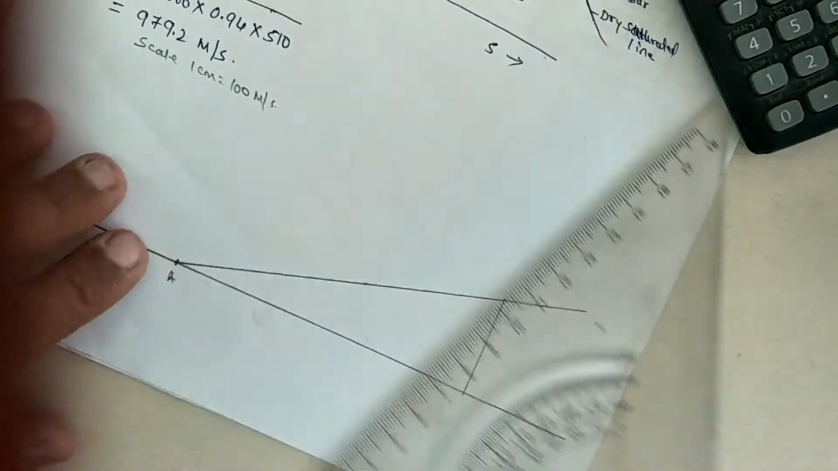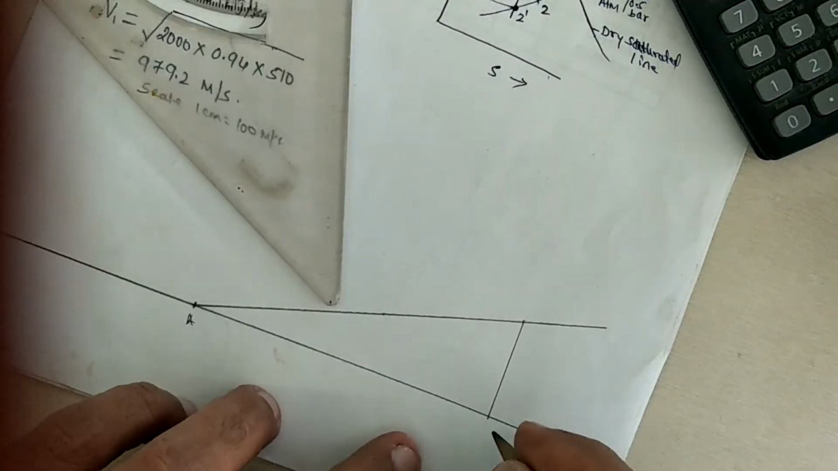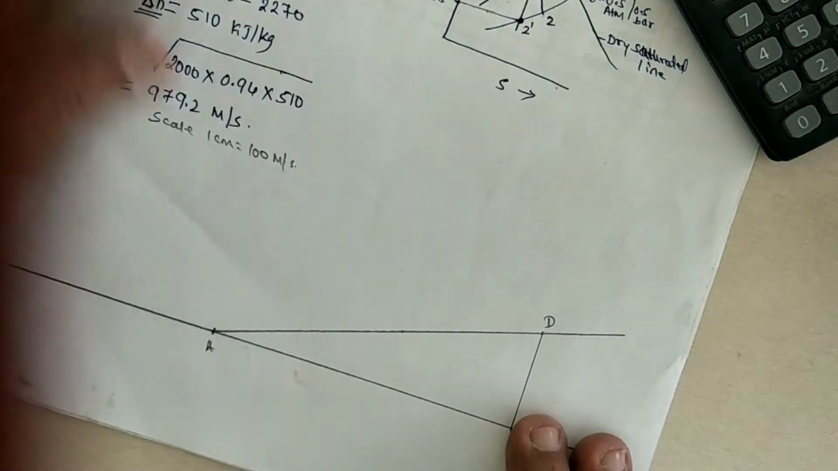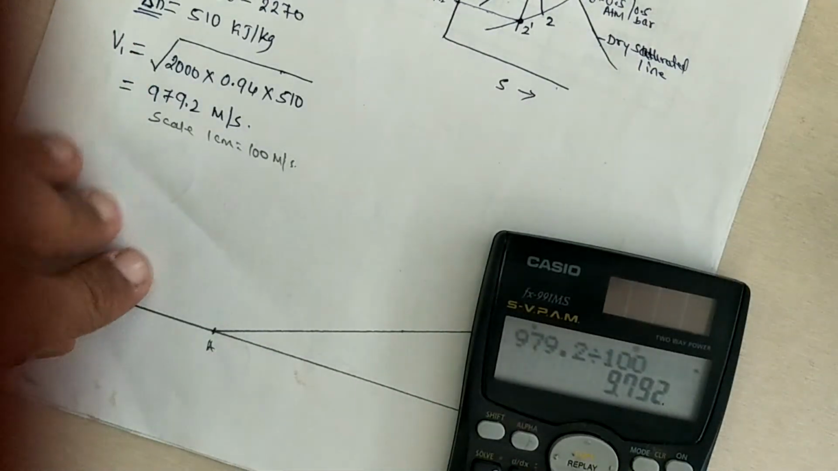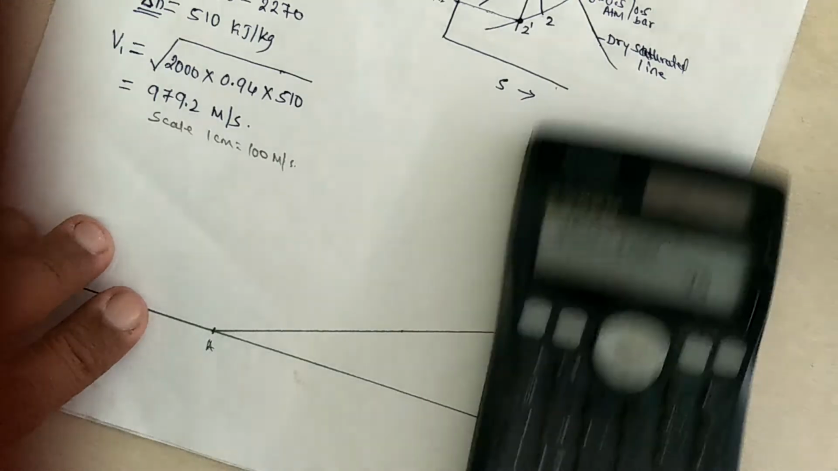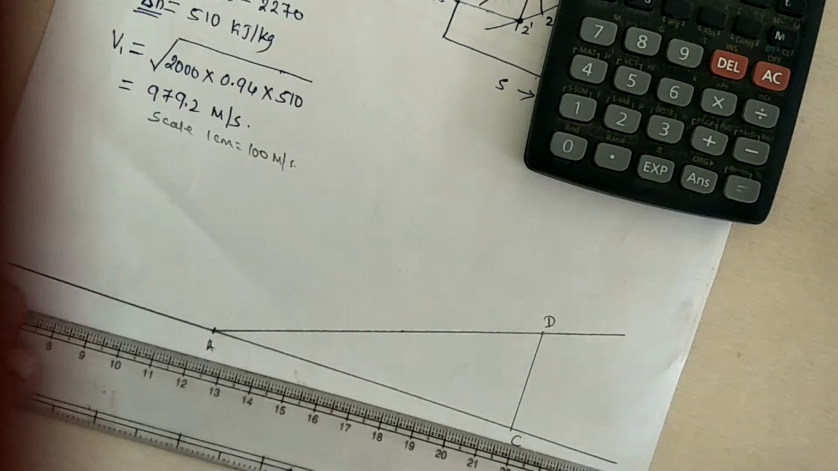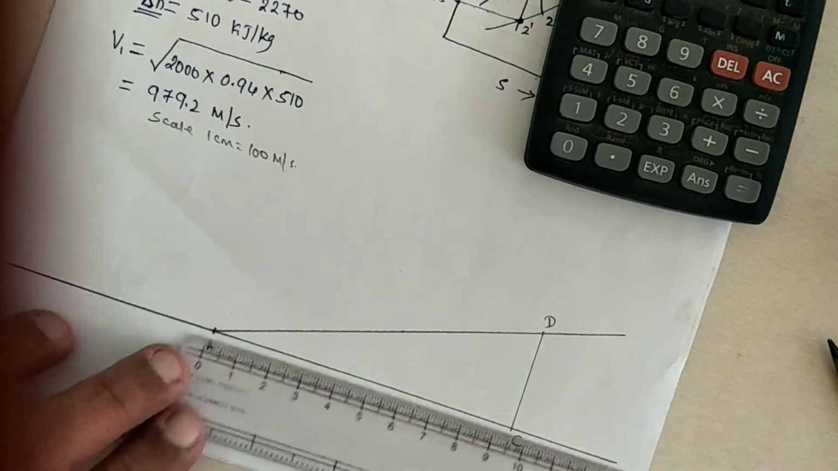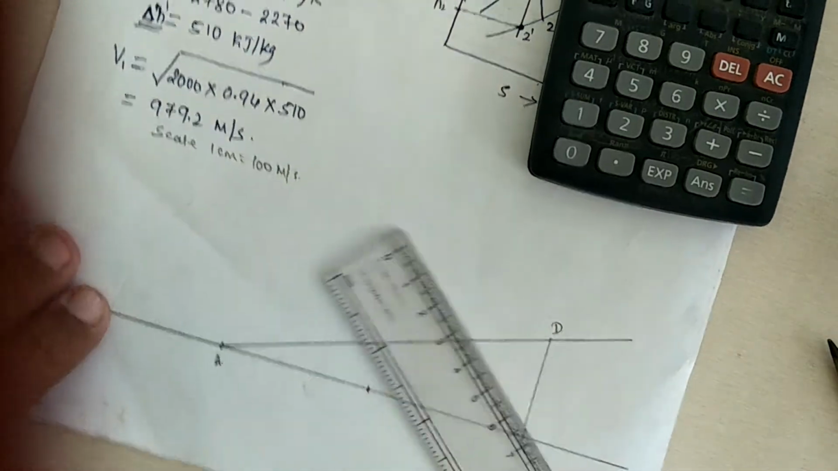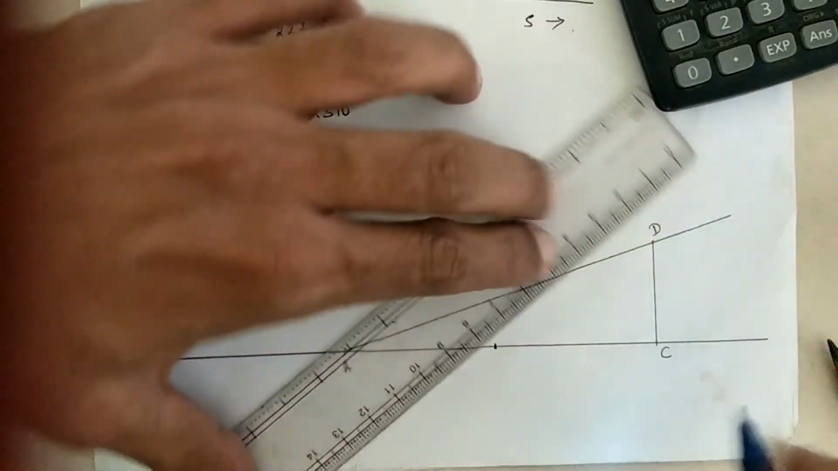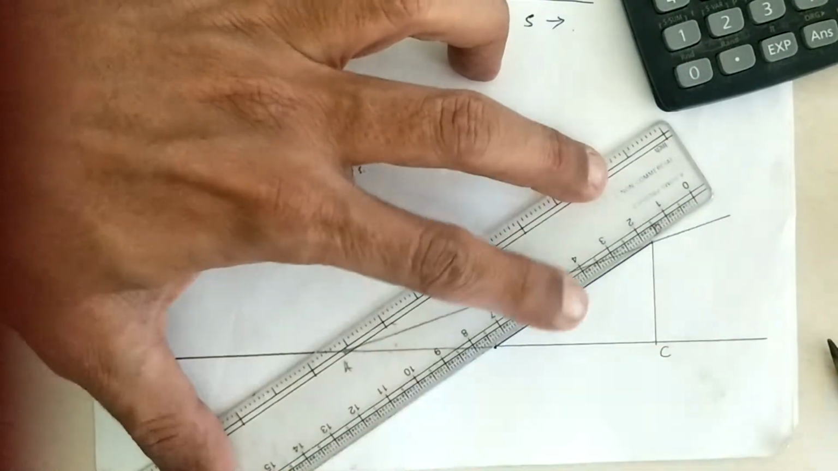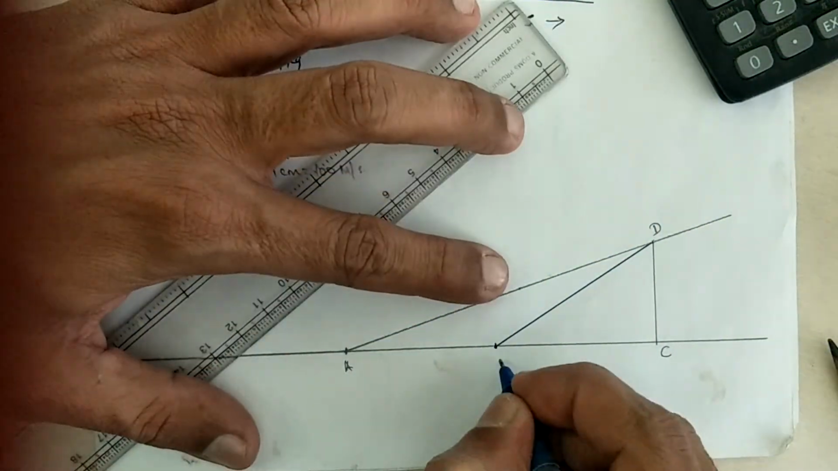So this is point A, B, C. This is point C, this is point D. We know the value of U is 450 meters per second, so divide by 100 and you get 4.5 centimeters. The value of U is 4.5 centimeters. So from A, locate point B at a distance of 4.5 centimeters. Then join B and D.